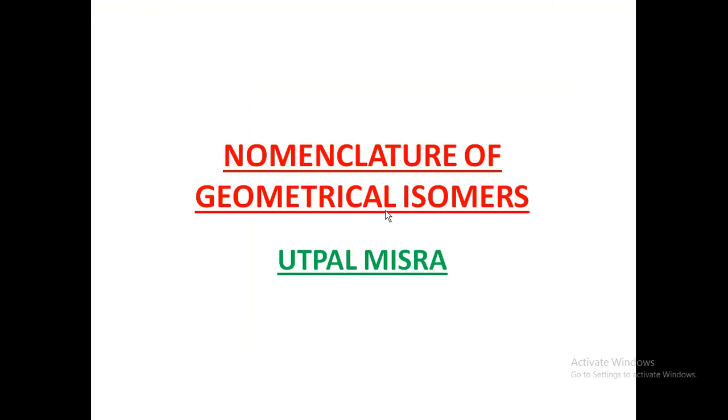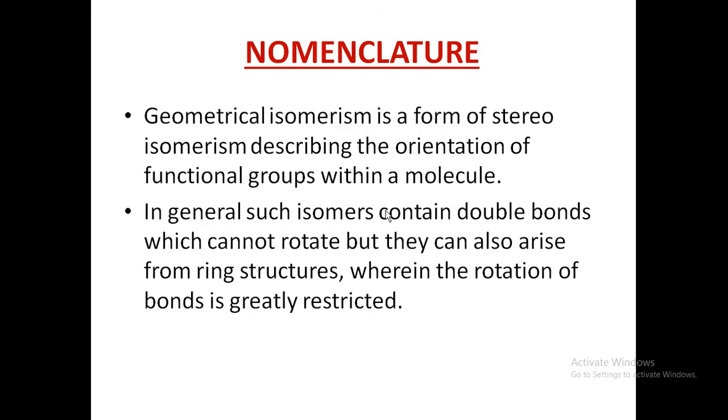Today we will discuss the different systems of nomenclature of geometrical isomers. Geometrical isomerism, you know, is a form of stereoisomerism describing the orientation of functional groups within a molecule. In general, such isomers contain double bonds which cannot rotate, but they can also arise from ring structures wherein the rotation of bonds is greatly restricted.